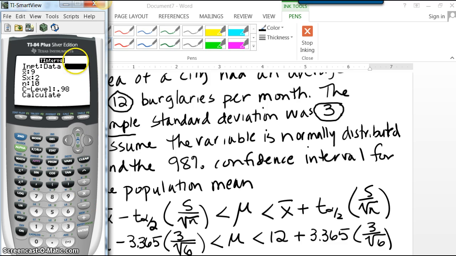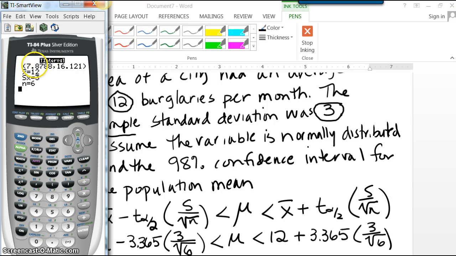We need to have the cursor on the word stat. So if your cursor is over on data like this, what you want to do is take your right arrow key, click it once, move it to the right, and then enter to get it to stay there. And then you're going to put your mean by the x bar, so type in the 12. The sample standard deviation by the s, that's 3. The sample size is 6. 98% confidence level. And then come down on the word calculate.